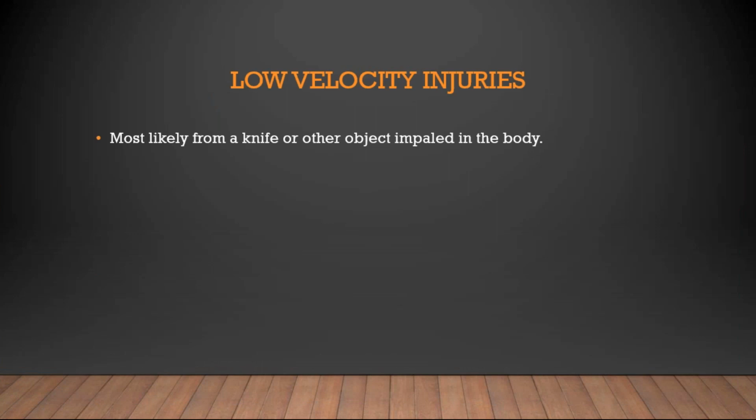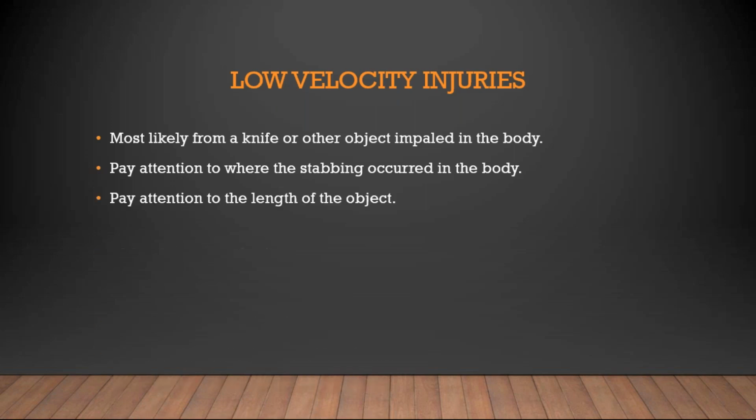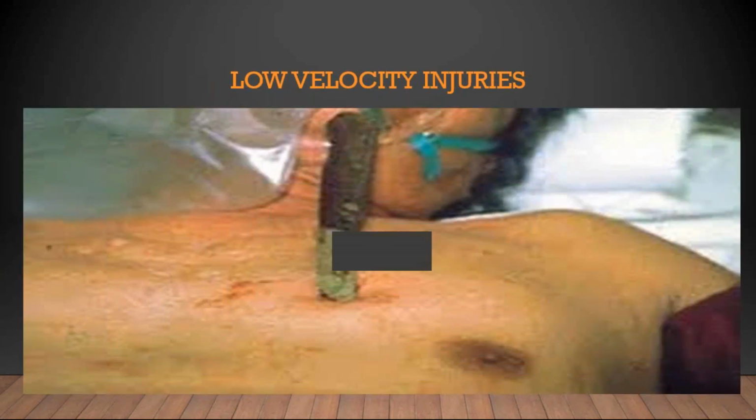Then with low velocity injuries, so we're looking at low speed. So this could be from a knife or other type of penetrating injuries. Always pay attention to where that stabbing actually occurred inside that patient's body. So think of our most vital organs versus our non-vital organs. So if somebody's stabbed in the chest, that's going to be more significant than the bottom of the leg or the bottom of the foot. The length of the object, and then also how sharp that object actually is too, is a good indicator of what's going on inside that patient's body.